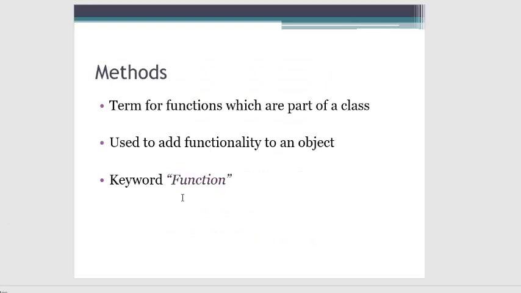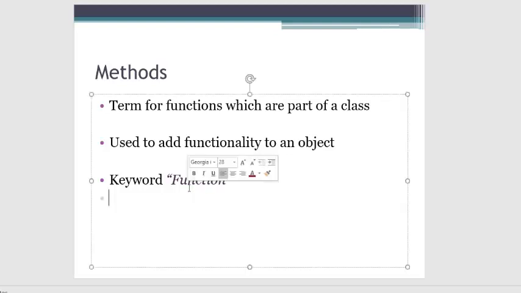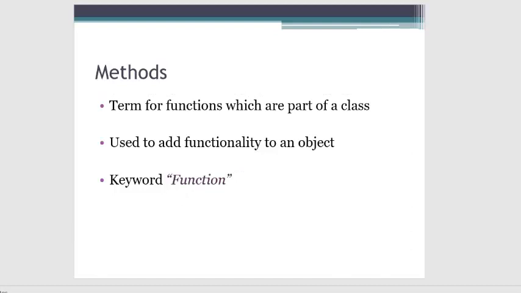Methods. So far we've talked about properties a lot. If you've got a function which is part of a class, then we use the term method for that. And the keyword is still function, even though we reference it as a method. If you find that to be a little confusing, well, there's no way it isn't. So hopefully you're hanging in there.